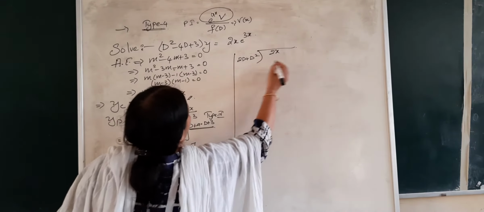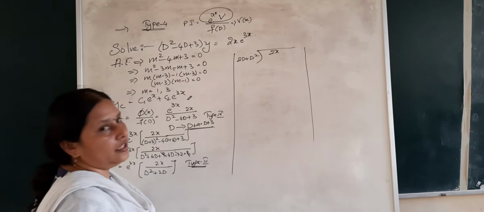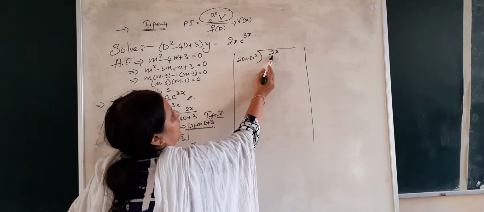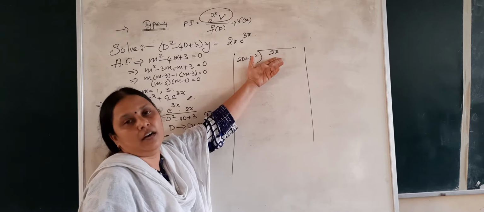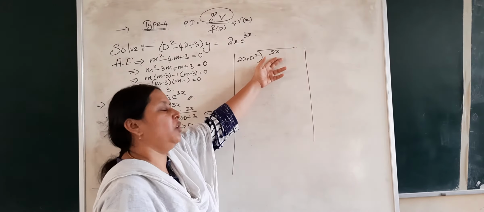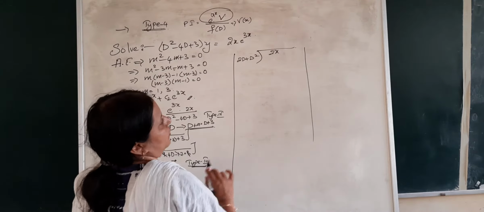Understood? Yes. Now, as I told you, how are we going to apply the long division? The first term divided by the first term. And we don't have any more terms here in the numerator part, only one term is there. So there is no confusion in this case.